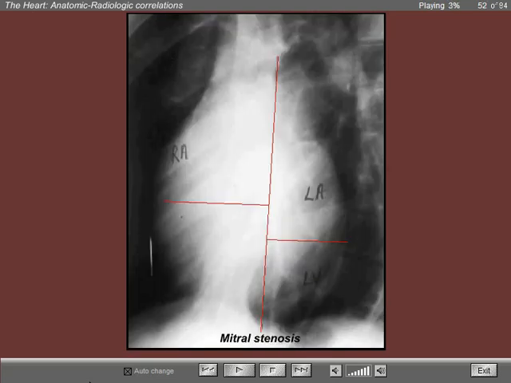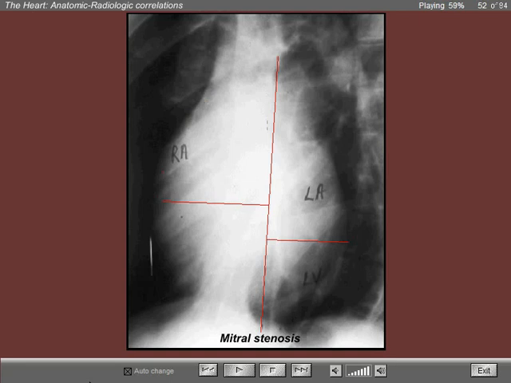This is a left anterior oblique view of a patient with mitral stenosis. Note that the left atrium is prominent, the left ventricle is small, and there is a prominence of the right atrium (RA) and of the right ventricle. If we extend a line from the anterior wall of the trachea perpendicular to the diaphragm, we note that the area of the heart ventral to this plane is greater than the area of the heart dorsal to this plane. This is indicative of prominence of the right heart chambers.